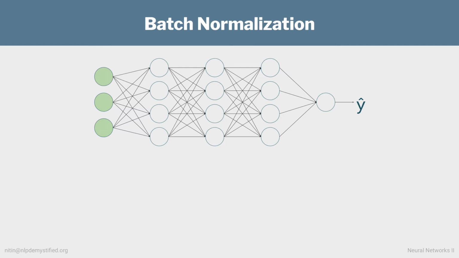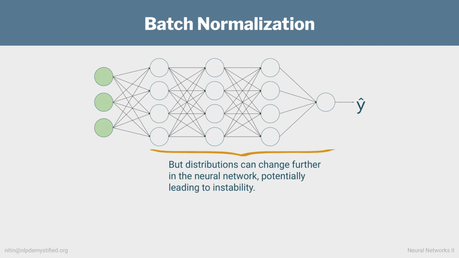Okay, so far we talked about reducing the chances of vanishing or exploding gradients through using certain activation functions and weight initialization techniques. We also talked about normalizing or standardizing our features to help with training stability. But despite all that, once we pass the first layer, output distributions can still change within the network and still potentially lead to instability. This is where a technique called batch normalization can help.